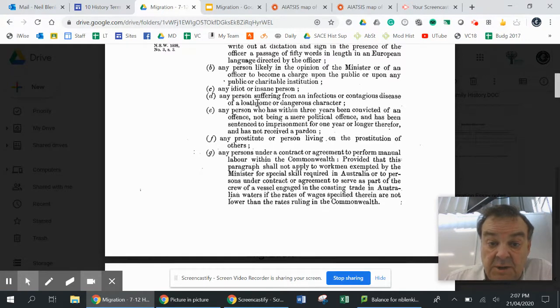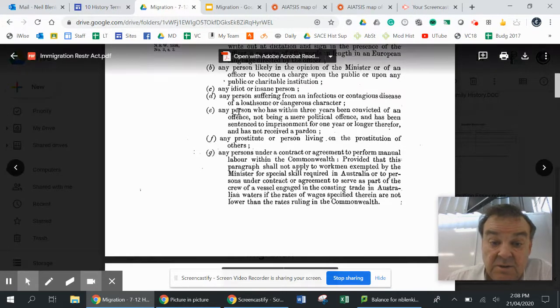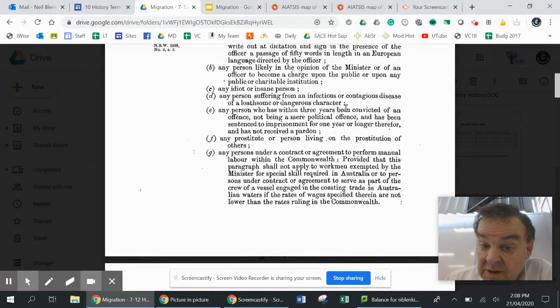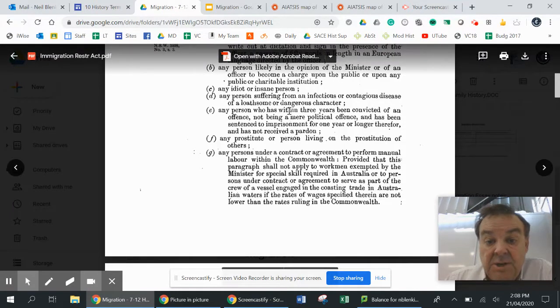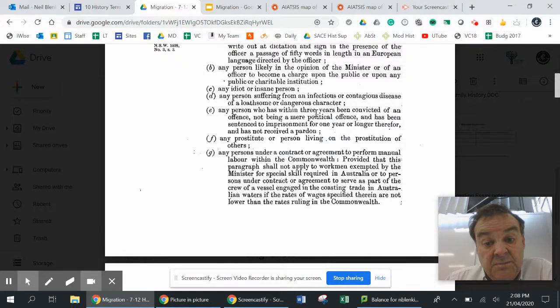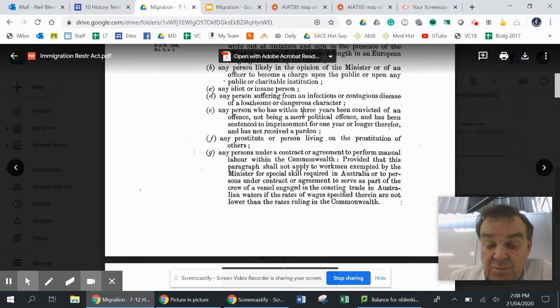D, any person suffering from an infectious or contagious disease of a loathsome or dangerous character. There's a good word, loathsome. So basically, if you're sick, we've got an infection, you can't migrate to Australia. E, any idiot or insane person can't migrate to Australia.